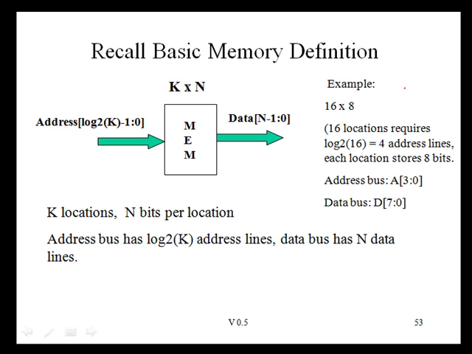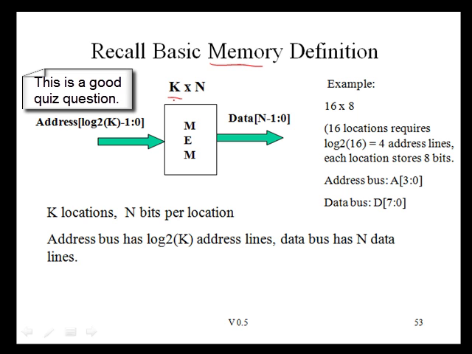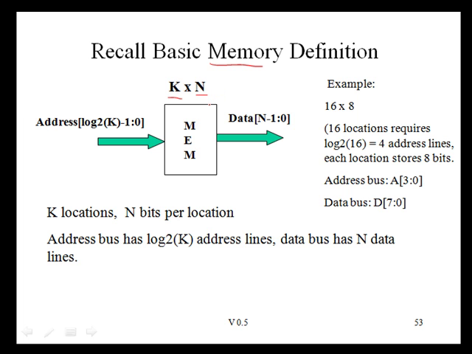We're going to finish up the discussion of combinational building blocks by discussing memories. A memory is a device that can either store data or implement logic functions. We're going to characterize a memory by two values. The first value is K, and it specifies the number of locations in the memory. The next value is N, and it specifies the number of bits per location.